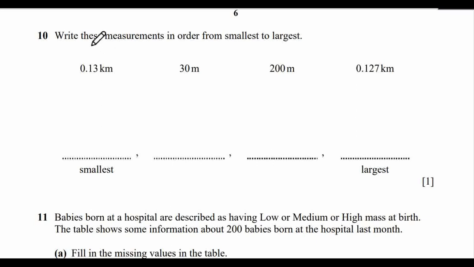Now in question 10, write these measurements in order from smallest to largest. So 0.13 kilometer, 30 meters, 200 meters, 0.127 kilometer. Smallest to largest, 10 seconds. If you're not finished, you may pause this video.